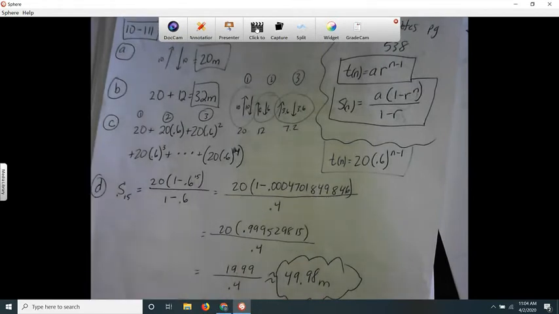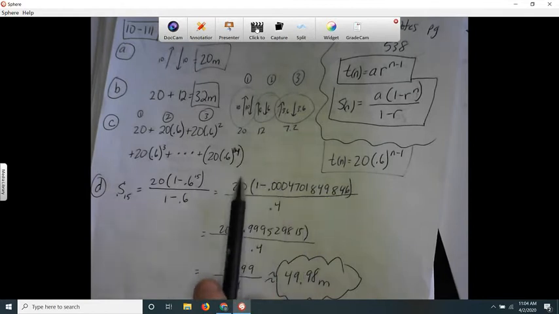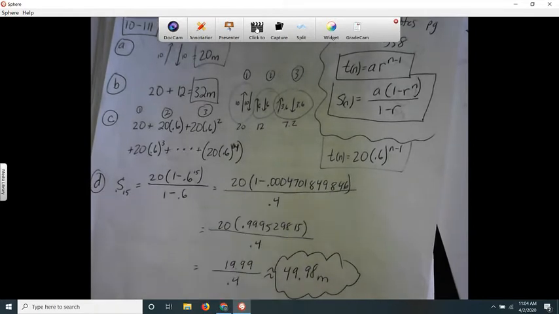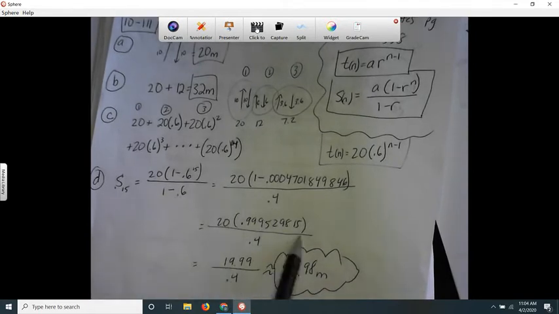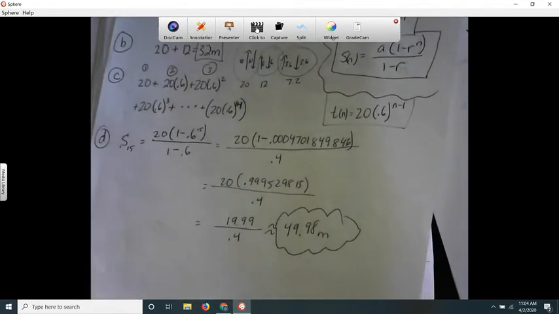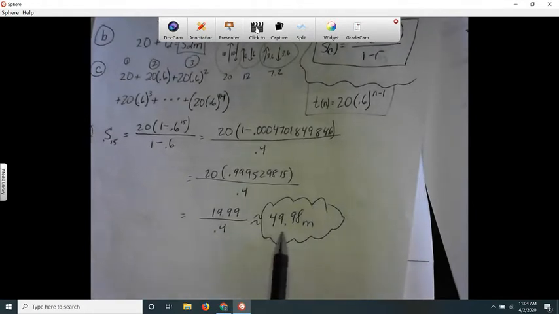So this would be 0.6 to the 15th, which is this crazy number right here. And then you have to go 1 minus that number, and then you times it by 20, and then you divide by 0.4. Or you can type it all carefully into your calculator, and you don't have to show all your intermediate steps. But notice that if you let the ball bounce 15 times, it'll travel almost 50 meters, 49.98 meters. So keep that in mind, and we'll go back and look at that again.